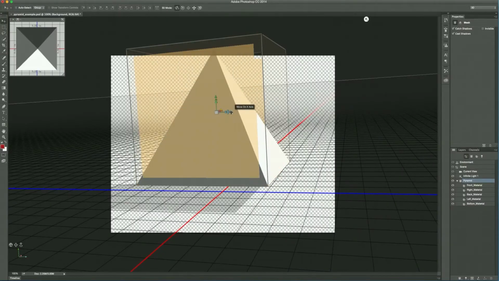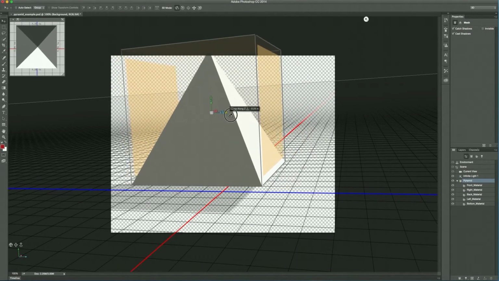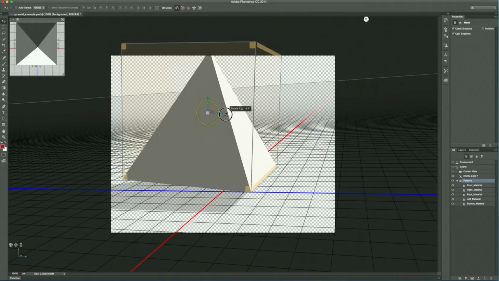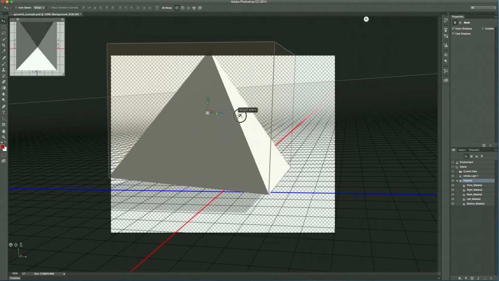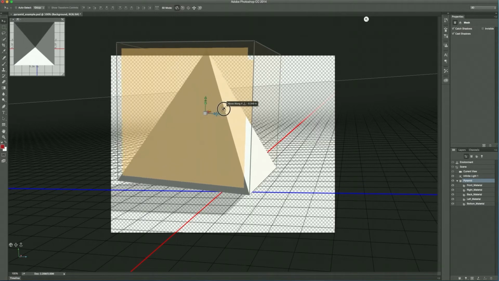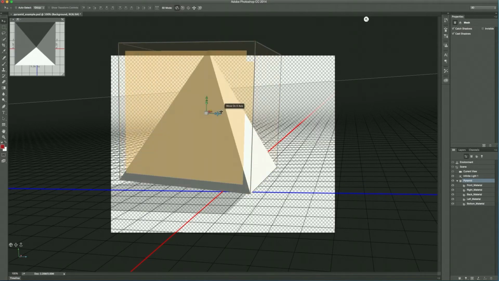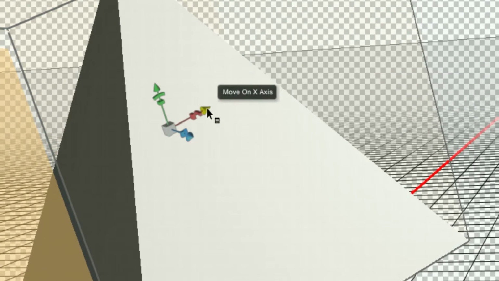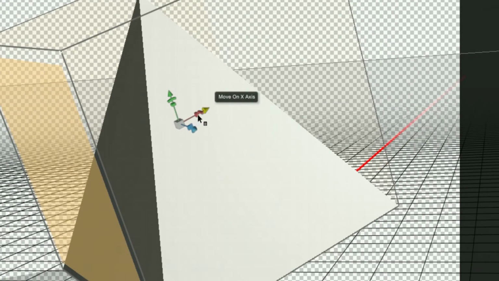You can do this with each of the X, Y, or Z axes. This is moving along the Z. This is rotating around the x-axis. And this is scaling along the z-axis. Each of the three axes have the same amount of options.